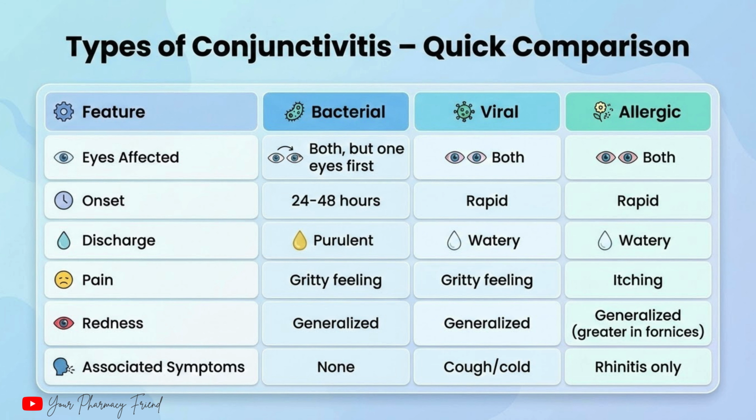It is frequently associated with upper respiratory tract symptoms such as cough and cold. In allergic conjunctivitis, both eyes are involved simultaneously. The discharge is watery, but the distinguishing feature is itching. Redness tends to be more prominent in the fornices, and it is often associated with rhinitis. These differences are very important for examination purposes.